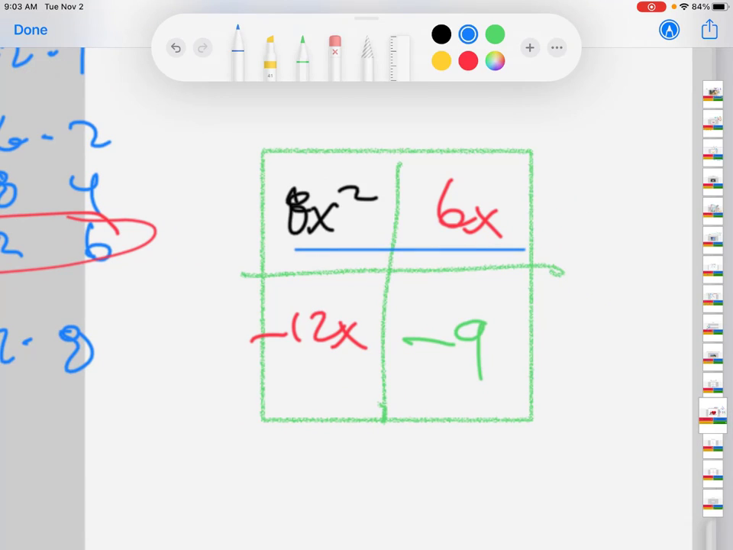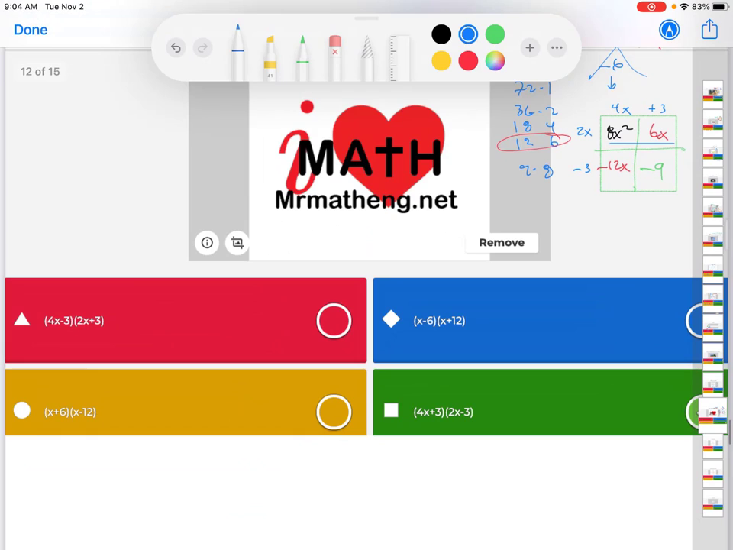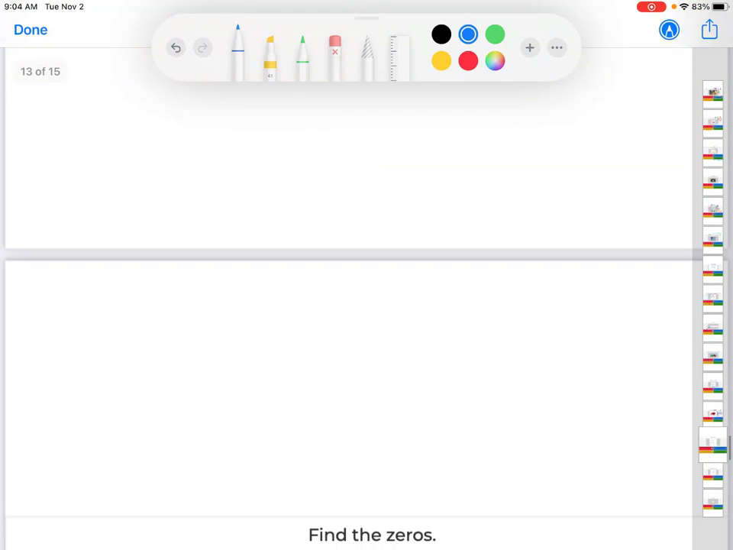Greatest common factor. If you're not sure, like I'm not sure, you can put a 2x or 4x. I'm going to put the wrong answer, because if I put 2x up here, let's see what happens. You see, I can't have -6 times something equals -9. So what you do is you just go back and switch those. 2x, 4x, and then this will be a +3. That one works. And 4x plus 3, 2x minus 3 is this answer here.